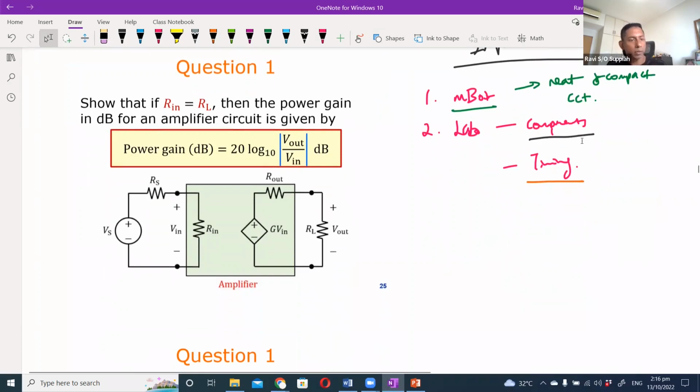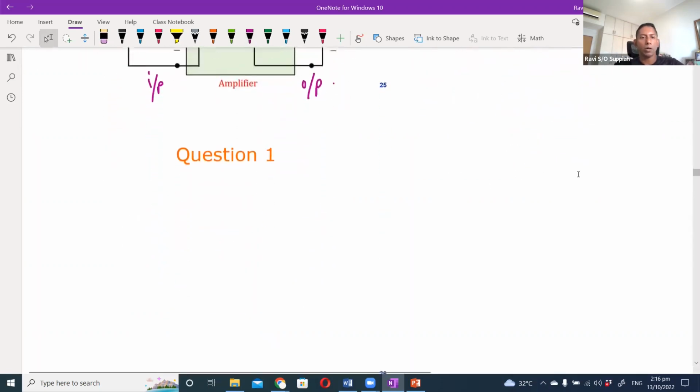Okay, so the first question is on the power gain. We are asked to show that if we have an input and the output of the amplifier, where the input is multiplied by a gain G, and if Rin equals RL, then the power gain is given by this. So how do you go about looking at this?